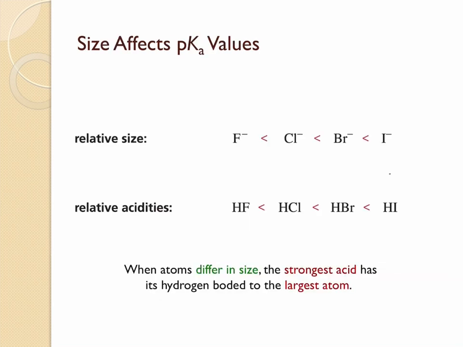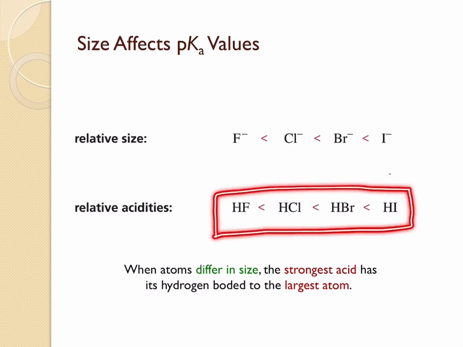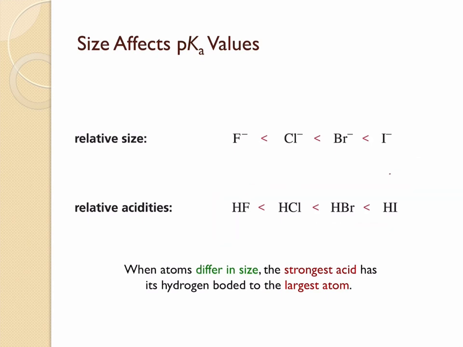The size of the atom to which the hydrogen is attached is also going to affect the pKa value. Now, when you compare atoms that are different in size, the size of the atom becomes more important than its electronegativity in determining how well it is going to bear its negative charge. Let's do this with an example. Here are the relative acidities of different acids, and you can see from here that HI is a strong acid and HF is a weak acid.